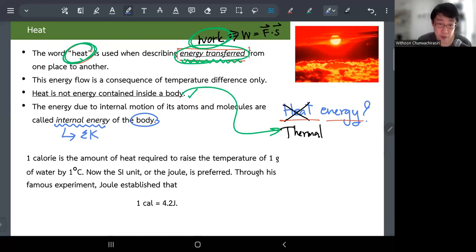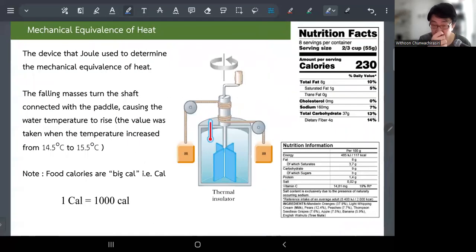Or if you want to use calorie, that is fine. They are the same thing. It's just converting through 1 calorie is 4.2 joules. That's all. Okay, all right, guys. So that's what heat is about. But now, what we saw before was this.